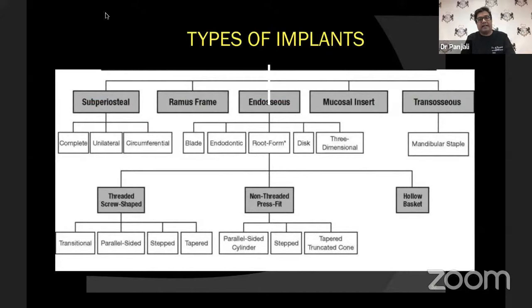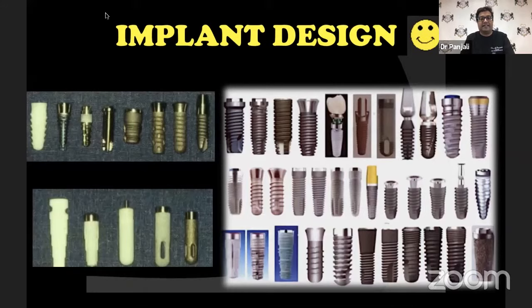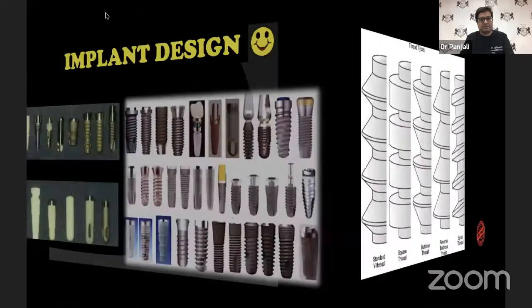So when we look at the different types of implants, there are several different types, but what we focus on these days is the endosseous implants. And when you look at the implant designs or the number of implants that are available to us in today's date, we find that this is a tremendous amount of different designs, more than 130 designs that are available to us.